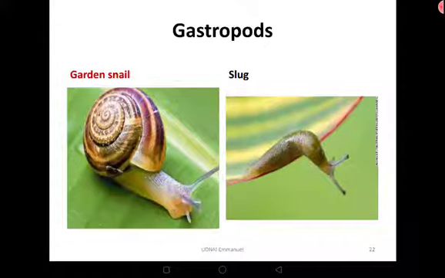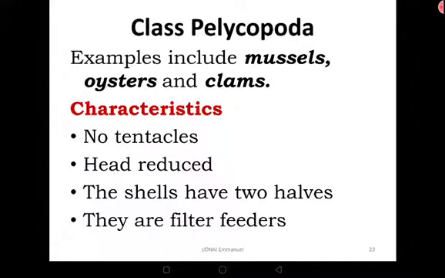And then the other one is the slug. The difference between the two is that the slug does not have the shell. But all of them live in terrestrial habitats.